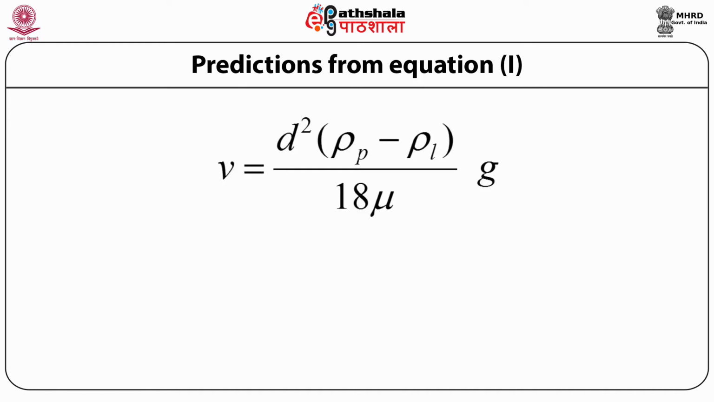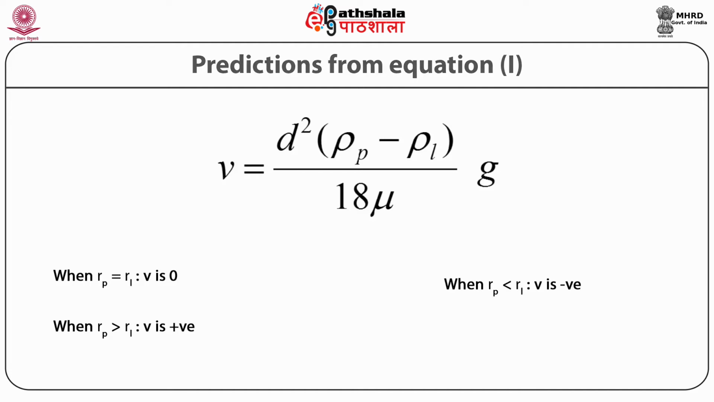For example, if the density of the particle is more than the density of the liquid, then the velocity must be positive. In the other way, if the density of the particle is lower than the density of the liquid, then the velocity is negative. And if there is no difference in the density of the particle and the density of the medium, then the velocity is zero and the particle stops at a particular position. So this is a very widely used equation that describes how the molecules get separated during differential centrifugation while using density gradient medium.